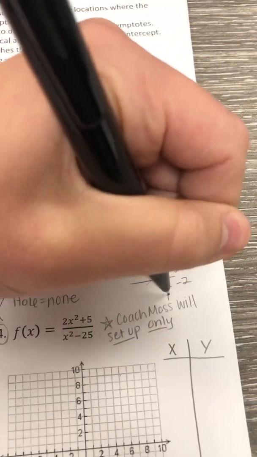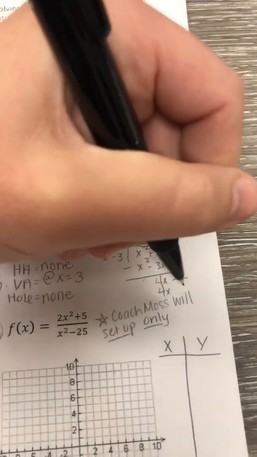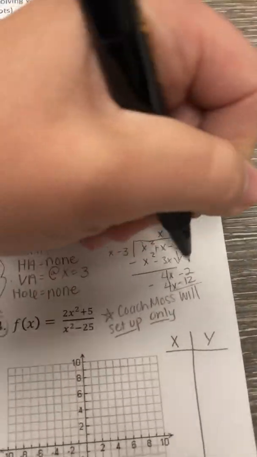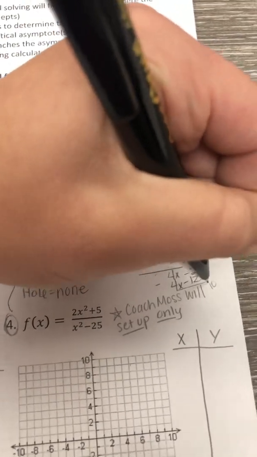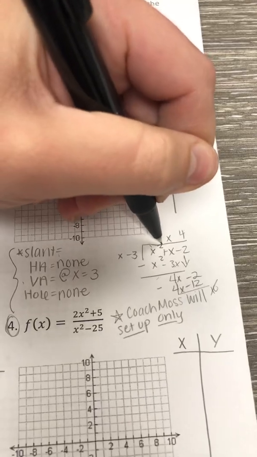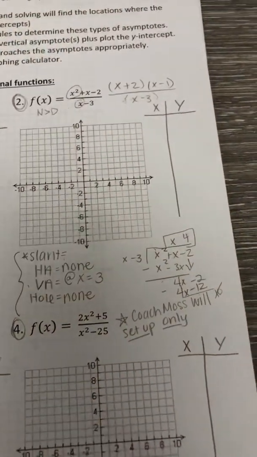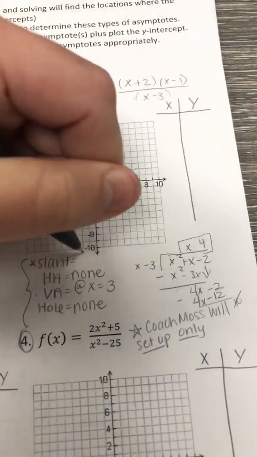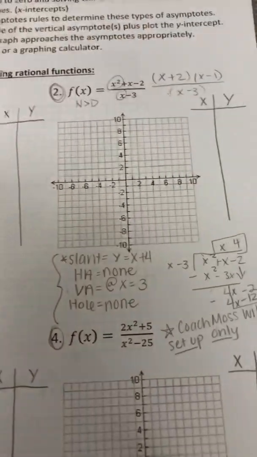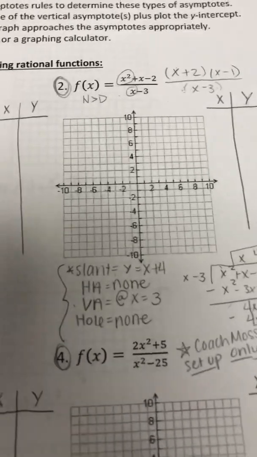Now, a lot of times when you do this, there will be a remainder. Sorry about that, but we don't need it. The remainder won't matter in this case. So even though there is one, all we're worried about is this, because we're putting it in y equals mx plus b form. So there is a slant at y equals x plus 4. Okay, so let's start by graphing our asymptotes.